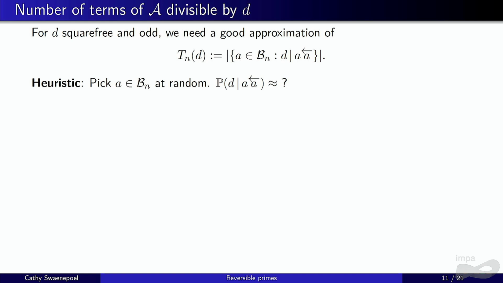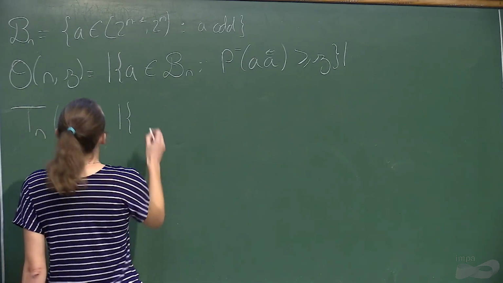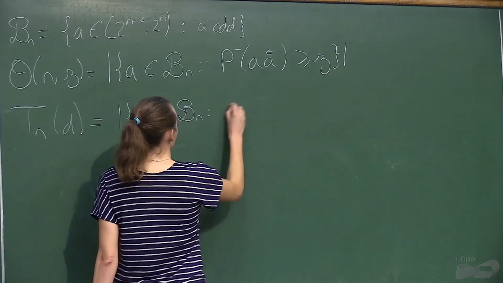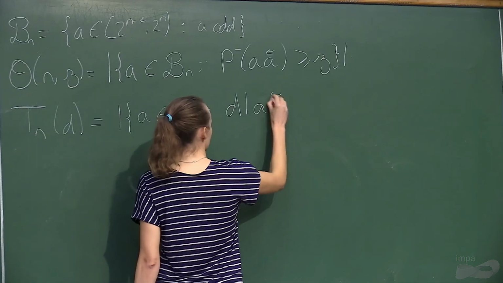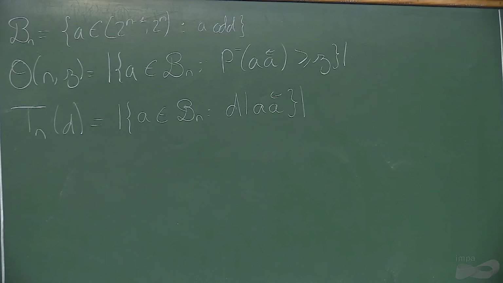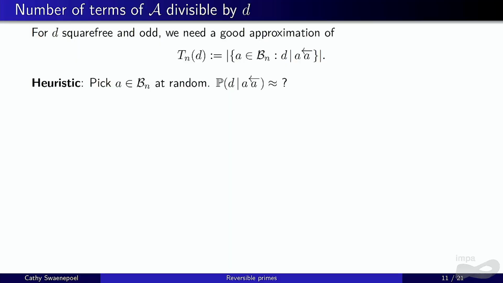Okay, so we are interested in the quantity Tn of d, which counts the number of integers a in Bn such that d divides a times its reverse. So we want a good approximation for this on average over d. And we only need to consider integers d which are square free and odd.